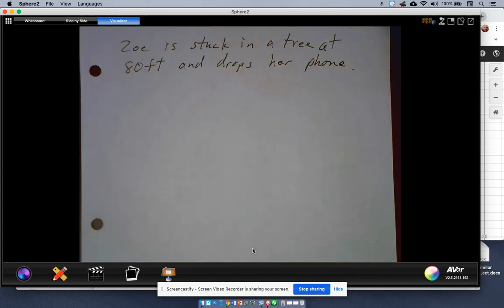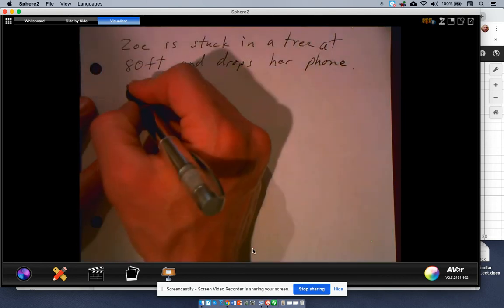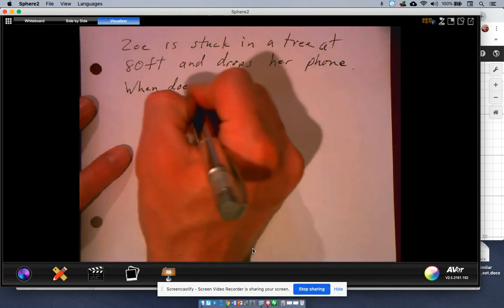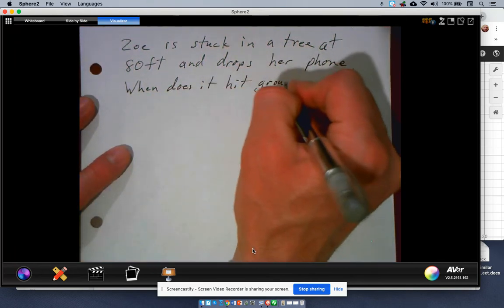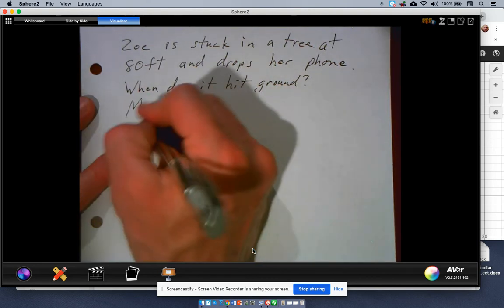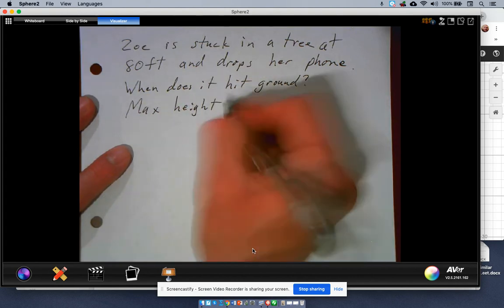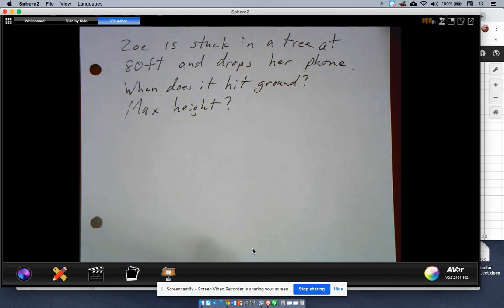So she's stuck at 80 feet and she drops her phone. Okay, without hitting any branches or wind resistance. When does it hit the ground? What is the maximum height that this phone goes? Okay, so when does it hit the ground? What's the maximum height? Let's write our equation.